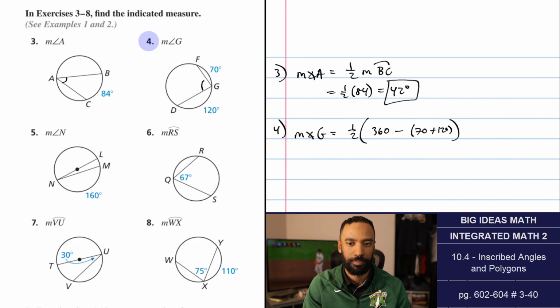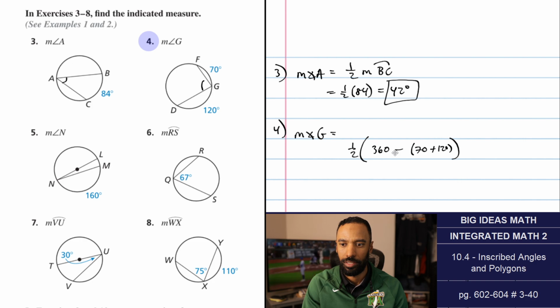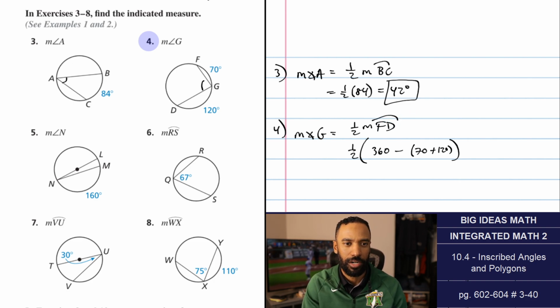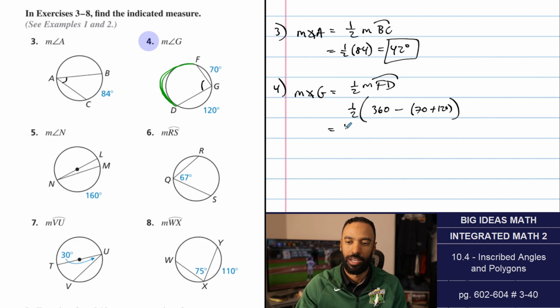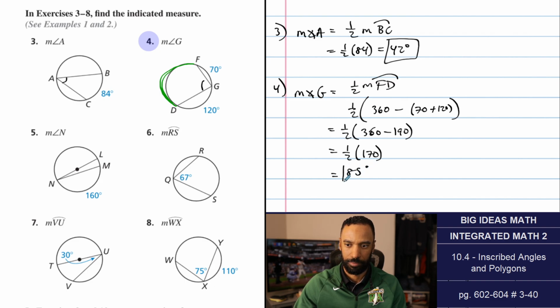So here's the idea on this one. Let me put this down below. I'll do once again 1/2 the measure of arc FD. I believe it would be a minor arc. Yeah, just barely. So I need to find the measure of this arc. And this arc will be 360 minus 70 and 120, right? Here's 70, here's 120, here's everything that's left of it. And that's why we're doing that specifically there. So that'll be half of 360 minus 190, which is half of 170, which is 85 degrees.